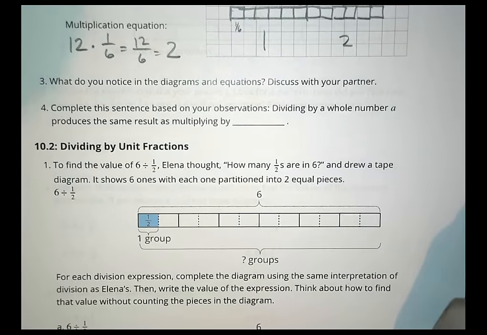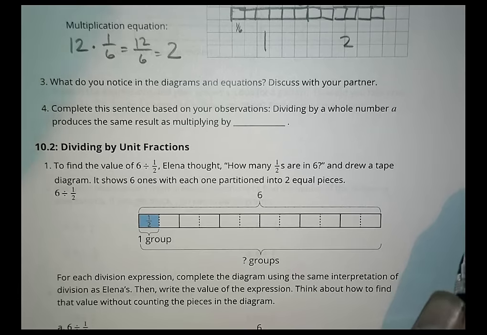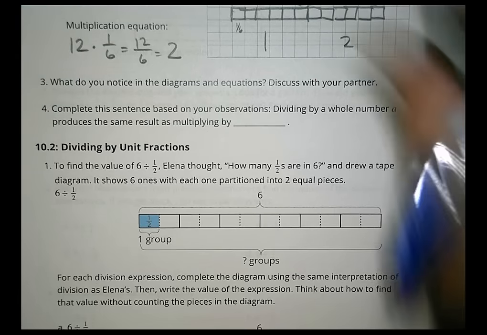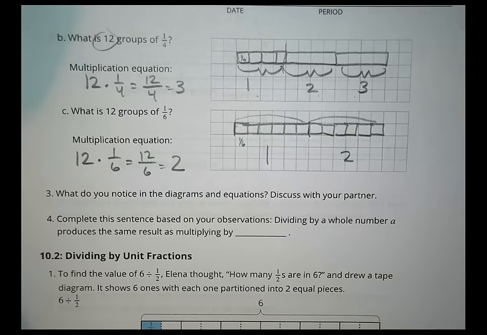So what do you notice about the diagrams and equations? Discuss that with your partner. So take a moment to do that there. Oops, I hope I had that up the whole time. Did I push it up too low? So sorry about that. What do you notice about pictures? Discuss that with your partner there.